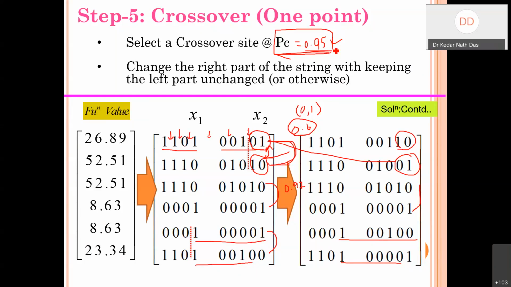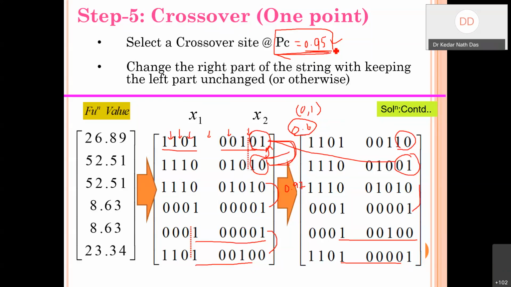We have to fine-tune that PC. Then we go to the crossover mutation probability, that is PM. So this PC and PM need to be fine-tuned every time. In all the evolutionary methods, all the population-based methods, there are some parameters which need to be fine-tuned.